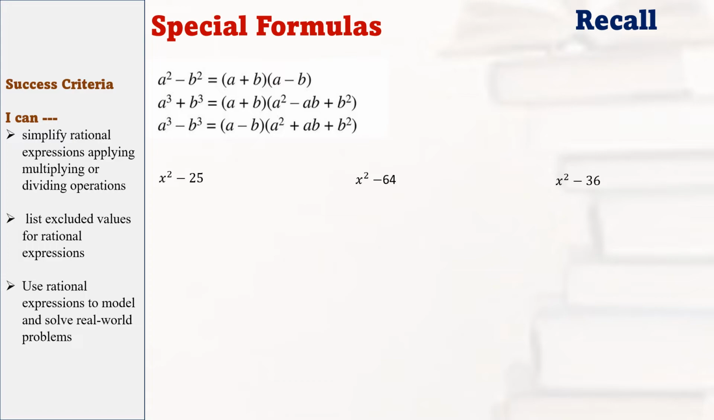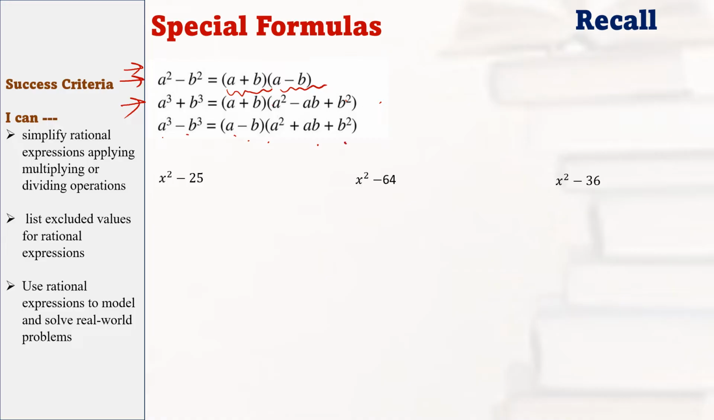This is very important: first of all, you should recall the special formulas in order to factorize, okay? Because before solving the complex questions, it's very important that you refresh your mind. So there is a formula a square minus b square. If it is a square minus b square, the formula says you can write it as a plus b and a minus b. Similarly, a cube plus b cube is a plus b, a square minus ab plus b square, and a cube minus b cube is equal to a minus b, a square plus ab plus b square.